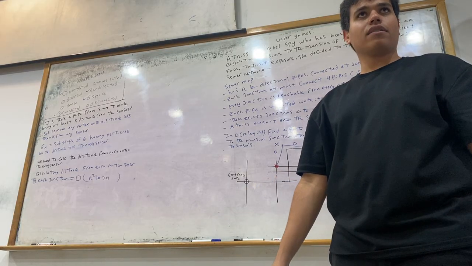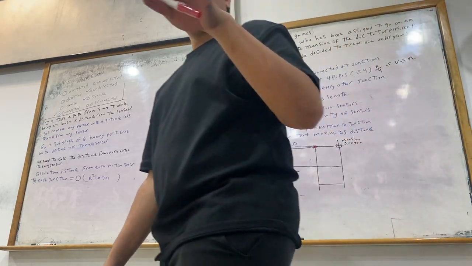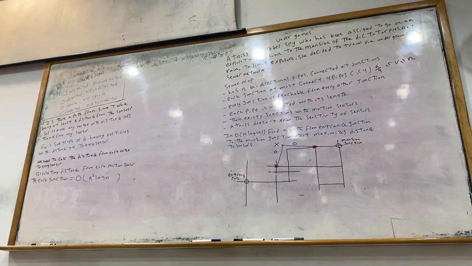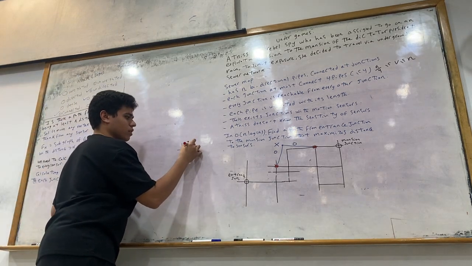Why? Did you understand it? You understand? For sure? No. Is it complicated? Yes. We need the distance from every junction to the nearest motion sensor, that's right? So how can I do this? Focus with me. If I have something like this, here is the motion sensor.